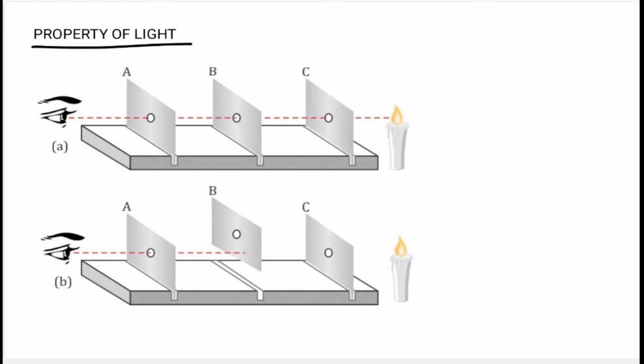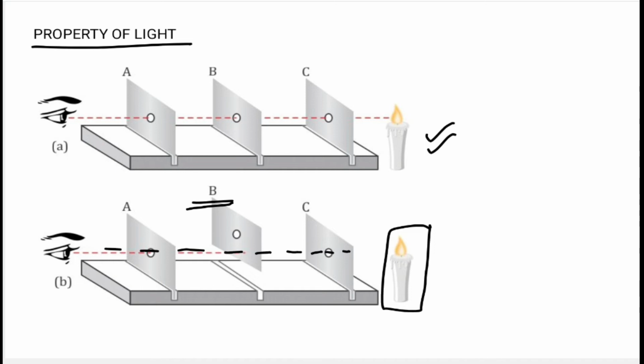Students, when we place a candle in front of two or three cardboards and place them parallel to each other, then we can see the flame of the candle. But if we change the position of one of the cardboards, are we able to see the flame of the candle? No, it won't be possible. This property helps us know that light travels in a straight line. Here we have an opaque medium, and light can't pass through it, so we can't see the flame of the candle.